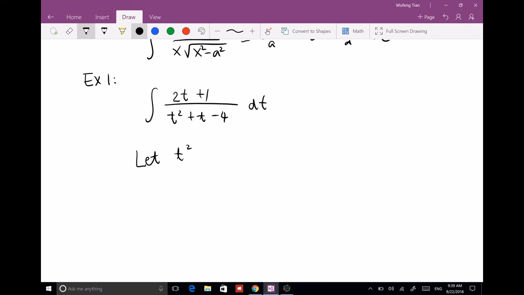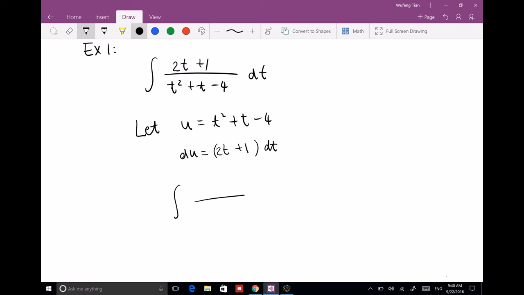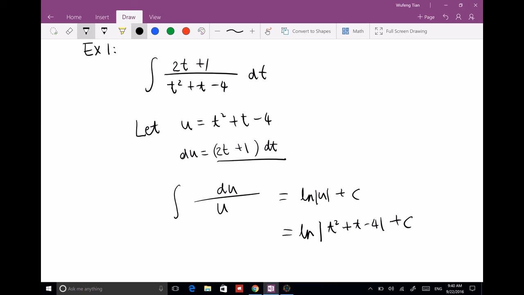So let u equal t squared plus t minus 4. Then du is exactly the same thing we have on the top: 2t plus 1 times dt. Then you just do u substitution. The bottom is u, and this together just gives you the top, 2t plus 1, so it's du. The whole thing is just ln u plus c. So it's going to be ln of t squared plus t minus 4 plus c. Pretty simple, right? Once you see that u substitution part, it's pretty simple.